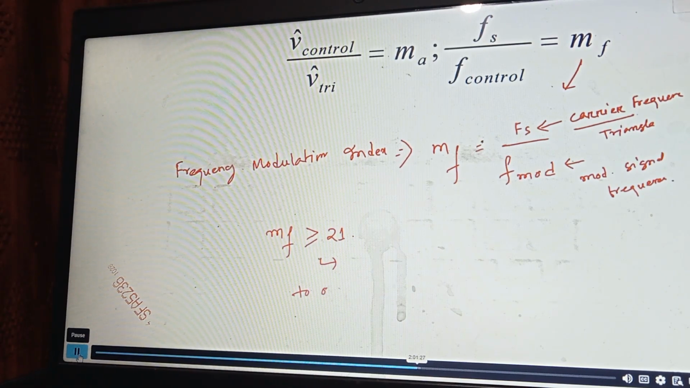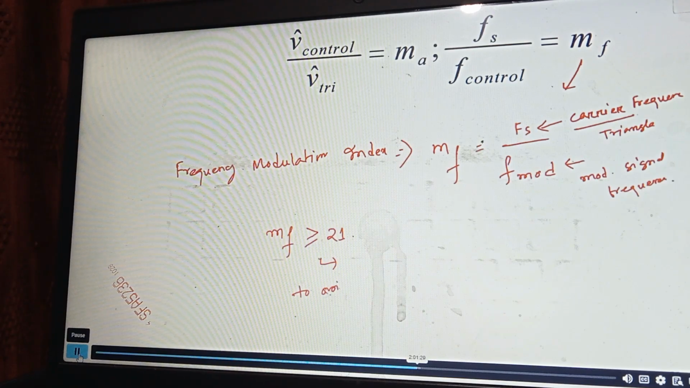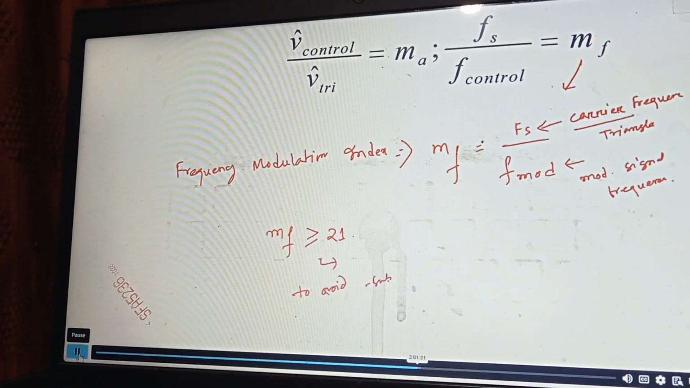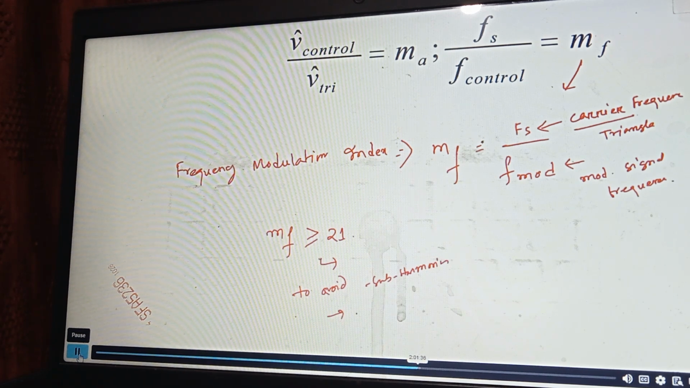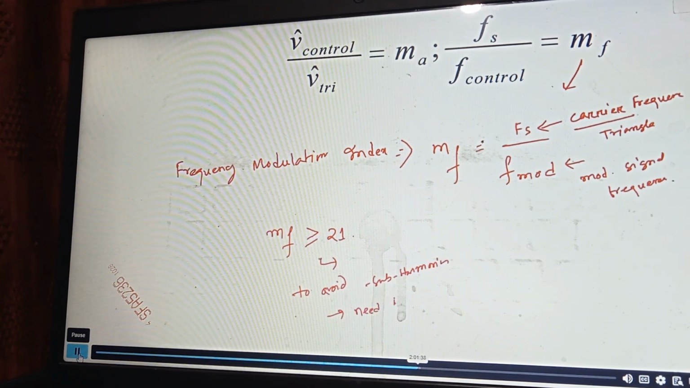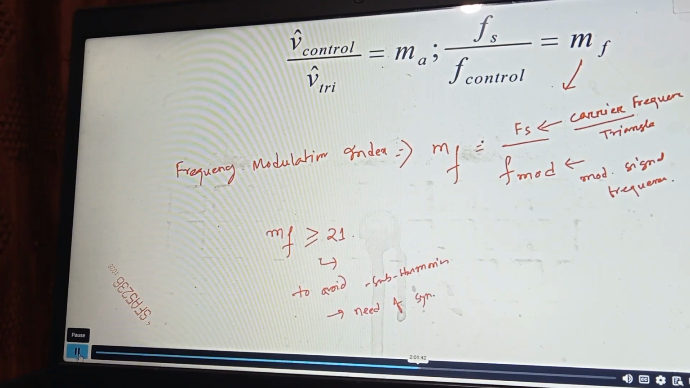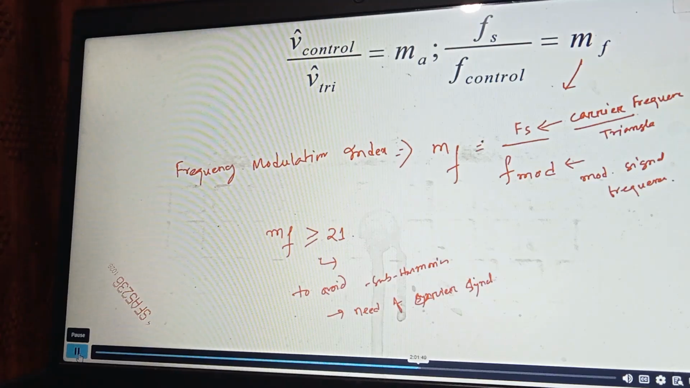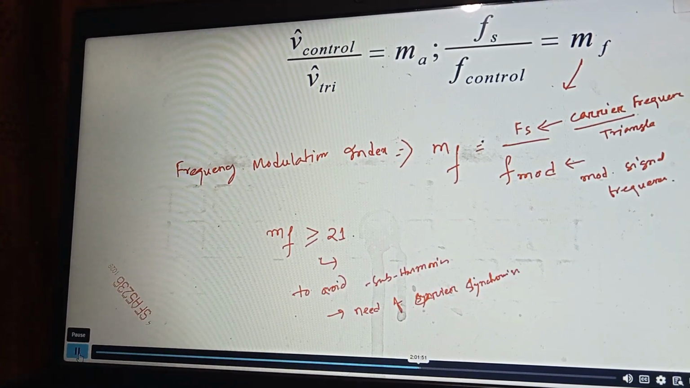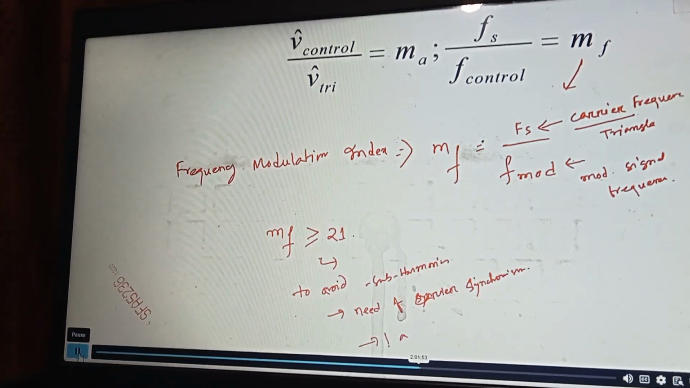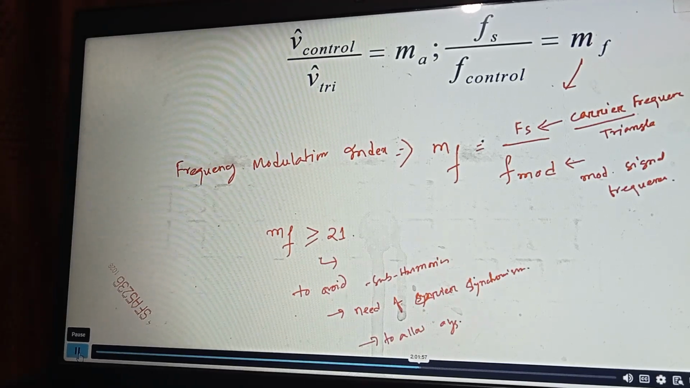Why? To avoid subharmonics, to avoid the need for carrier synchronization. Again, these are some hardware topics, you may not get them very clearly. So basically, to allow asynchronous operation also.